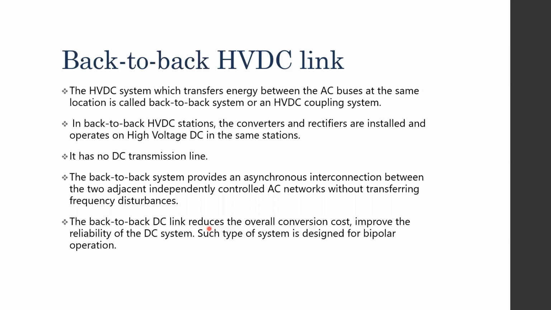A back-to-back HVDC link. The HVDC system which transfers energy between two AC buses at the same location is called a back-to-back system or an HVDC coupling system. In other words, the converters and rectifiers are installed and operate on high voltage DC in the same station. Hence, there is no DC transmission line. So, it reduces the overall conversion cost and improves the reliability of the DC system. Such a system is designed for bipolar operation.